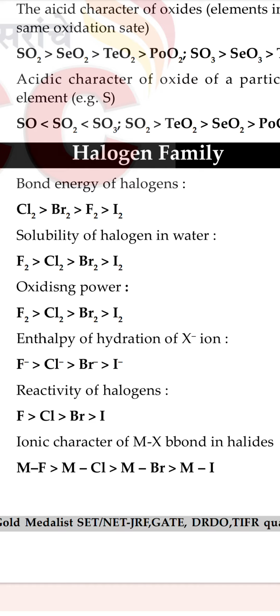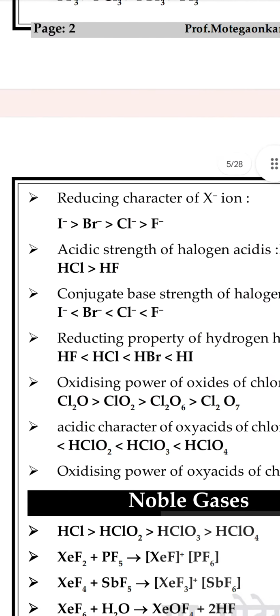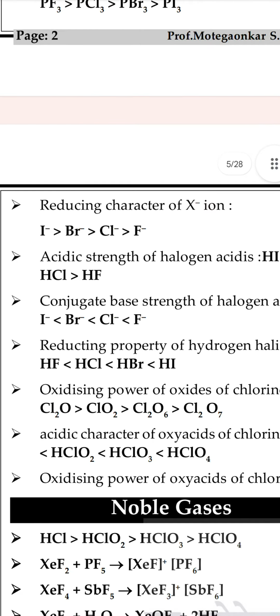Reactivity of halogens: down the group decreases. Ionic character of MX bond in halides: down the group decreases. MF is more ionic. MI is least ionic. Coming to a few more. Reducing character of X minus ion: I minus is better. F minus is least.